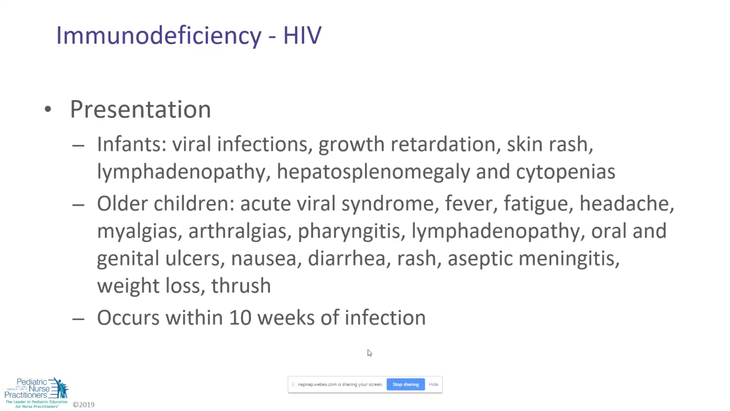And then the older children can have an acute viral syndrome: fever, fatigue, headache, myalgias, arthralgias, pharyngitis, lymphadenopathy, oral and genital ulcers, nausea, diarrhea, rash, aseptic meningitis, weight loss, and sometimes thrush. The onset of symptoms usually is within approximately 10 weeks of infection, and that's based on the way that their counts are shifting at that time. And we'll talk about the pathophysiology on the next slide.